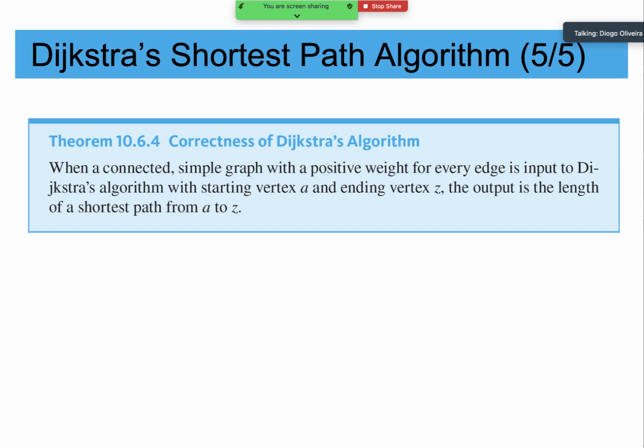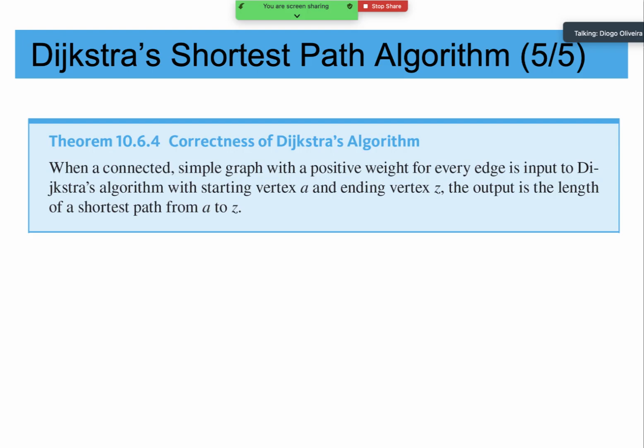So again, the Dijkstra shortest path algorithm is used to help you find the shortest path between a source and a destination. When a connected simple graph with a positive weight for every edge is input to Dijkstra's algorithm with starting vertex A and ending vertex Z, the output is the length of a shortest path from A to Z. Okay?